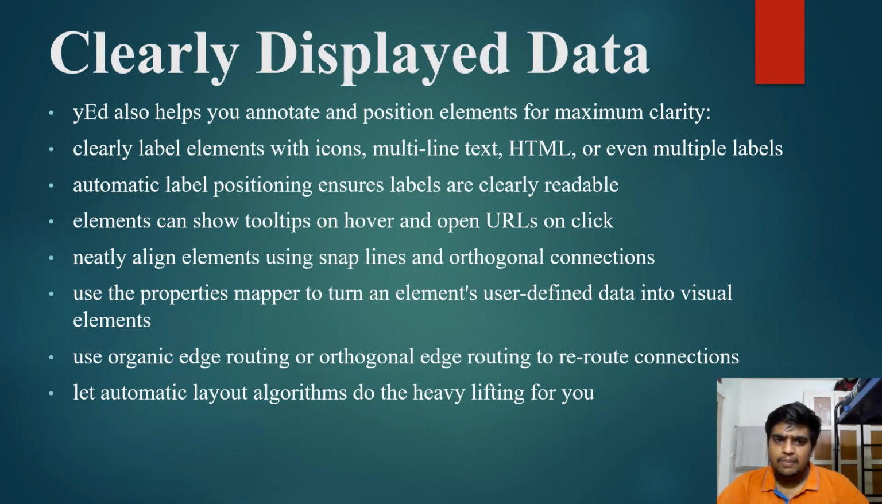Let's talk about clearly displayed data. yEd also helps you annotate and position elements for maximum clarity. You can clearly label elements with icons, multi-line text, HTML, or even multiple labels. Automatic label positioning ensures labels are clearly readable. Elements can show tooltips on hover and open URLs on click. You can neatly align elements using snap lines and orthogonal connections. You can use the properties mapper to turn an element's user-defined data into visual elements. You can use the organic edge routing or orthogonal edge routing to reroute connections and let the automatic layout algorithm do the heavy lifting for you.